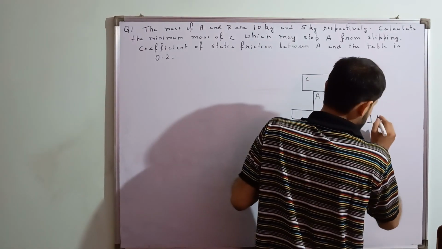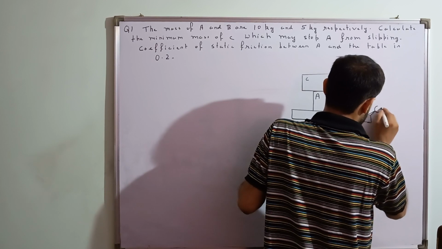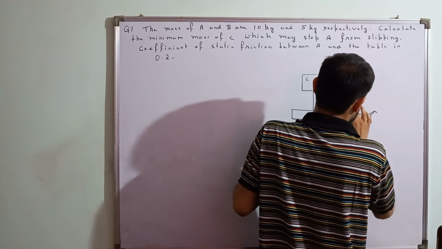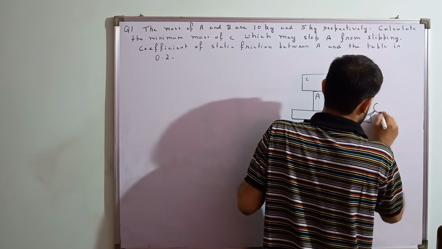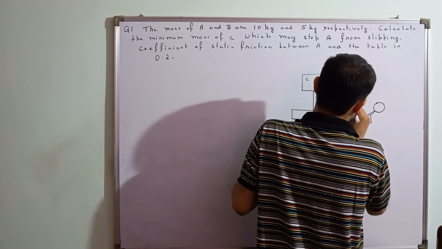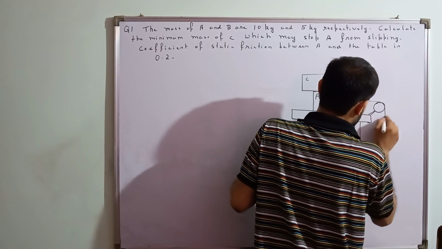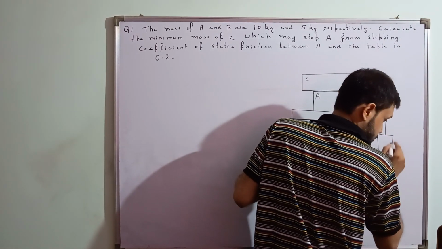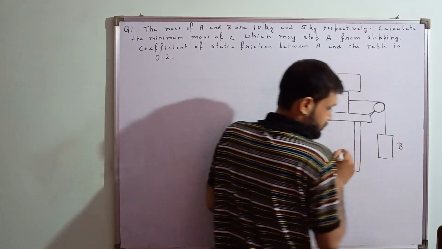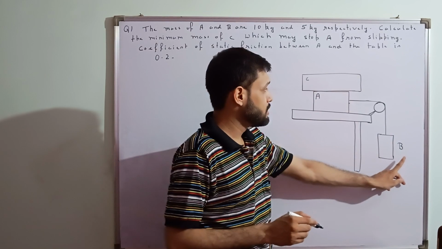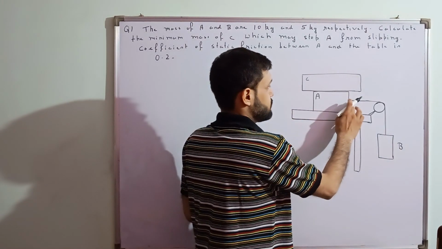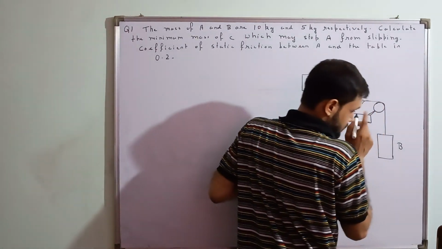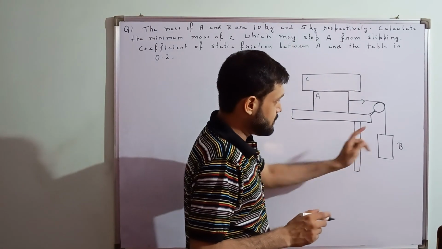And what is the other arrangement? There's an arrangement like this. There's a pulley over here, and along with that a rope is going over, and there's a mass hanging like this. Is it okay? So this is my mass B, this is A and this is C. It is looking difficult, but it's not that difficult. Now let's try to understand. This is the situation.